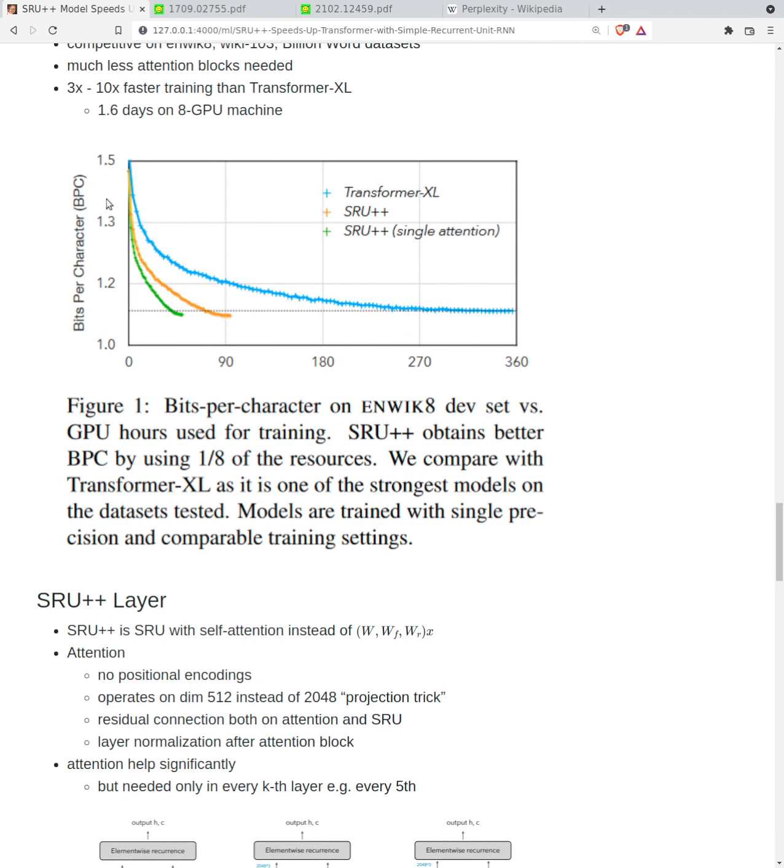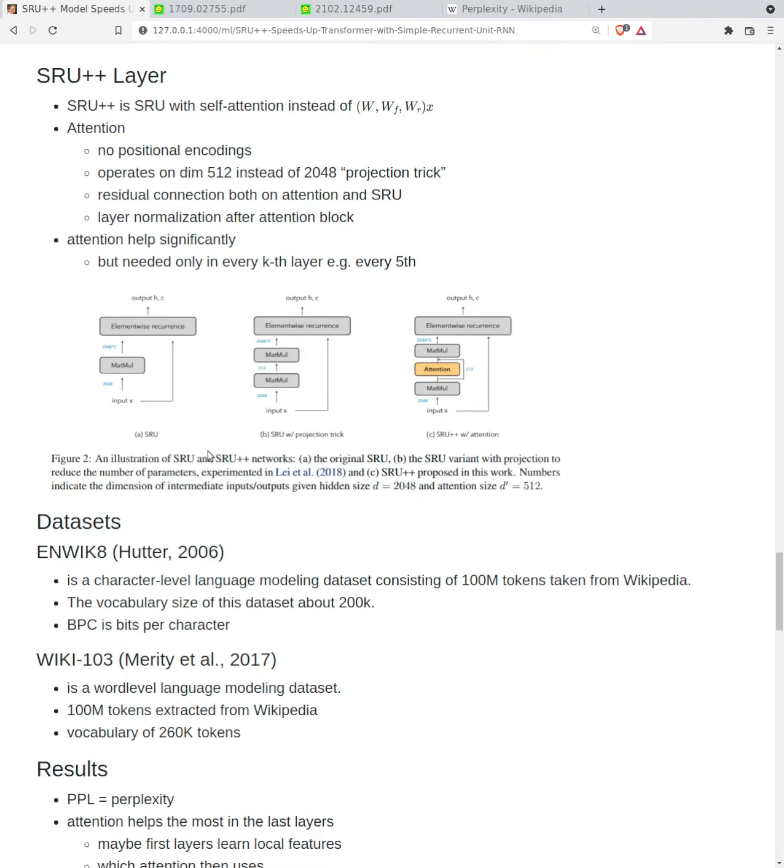You can see how it is converging faster in this graph. So how this SRU layer exactly looks. You remember that previously we had this input go to matrix multiplication, then to element-wise recurrence. So the SRU++ does an extra thing. It does projection to a smaller dimension and back to a bigger dimension, and then the recurrence.